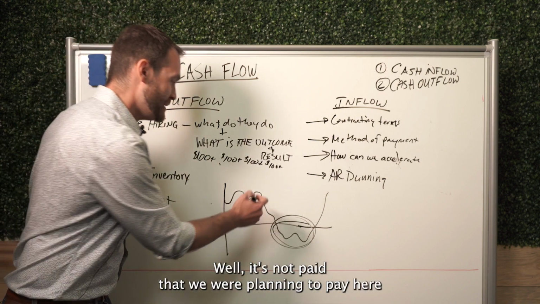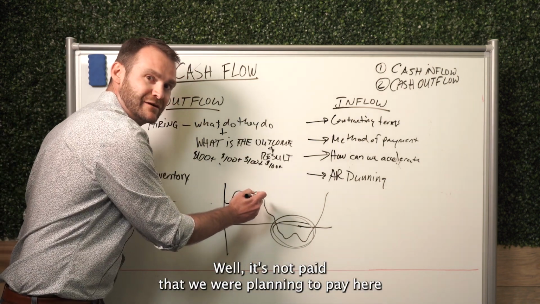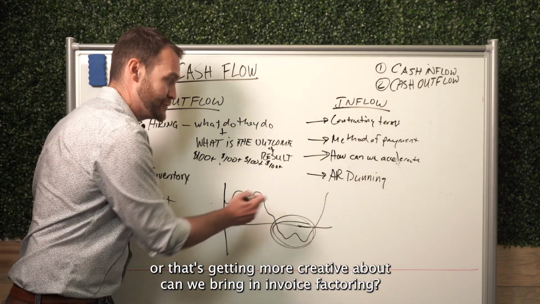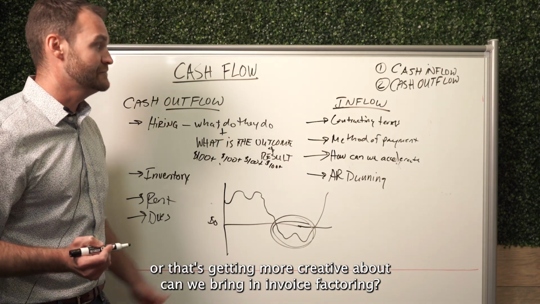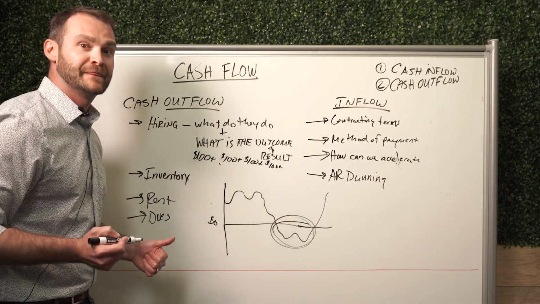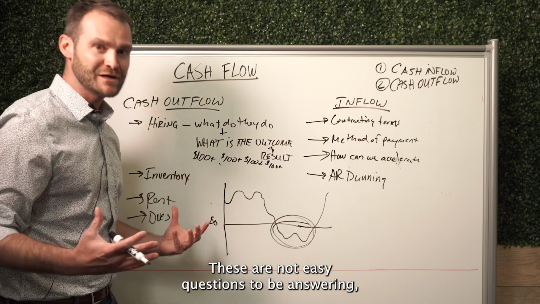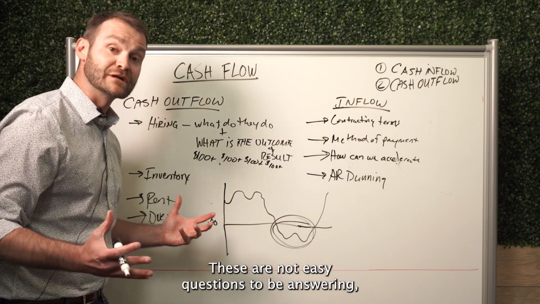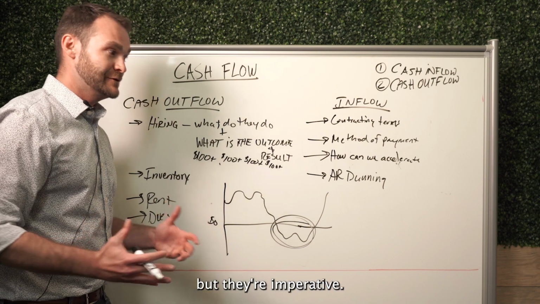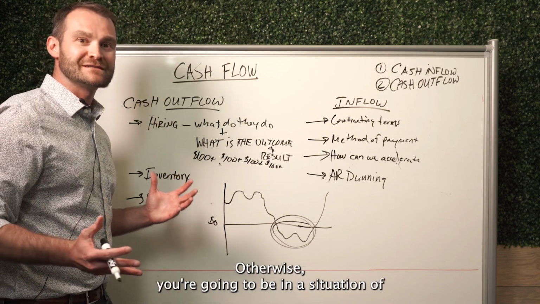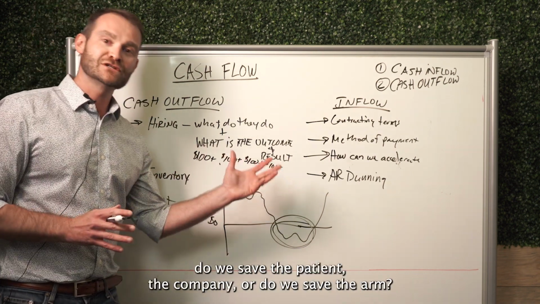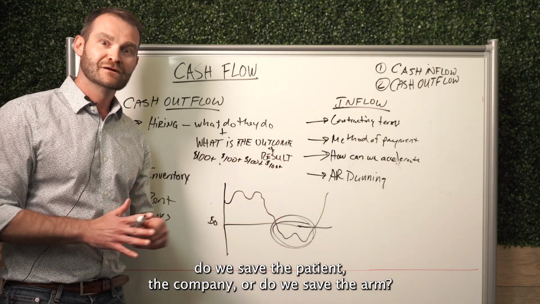Great. Well, let's not pay the AP that we were planning to pay here. Or let's get more creative about, can we bring in invoice factoring? Can we change some of our staffing? These are not easy questions to be answering, but they're imperative. Otherwise, you're going to be in a situation of, do we save the patient, the company, or do we save the arm?